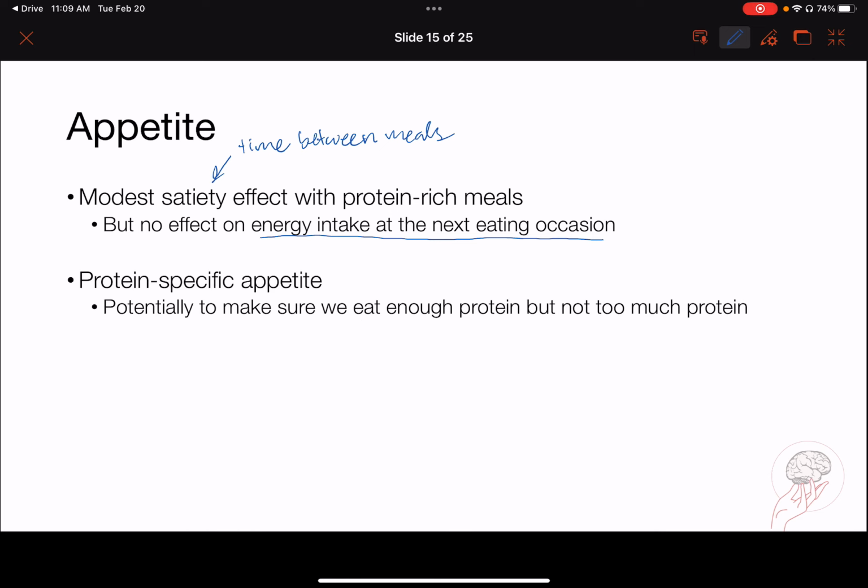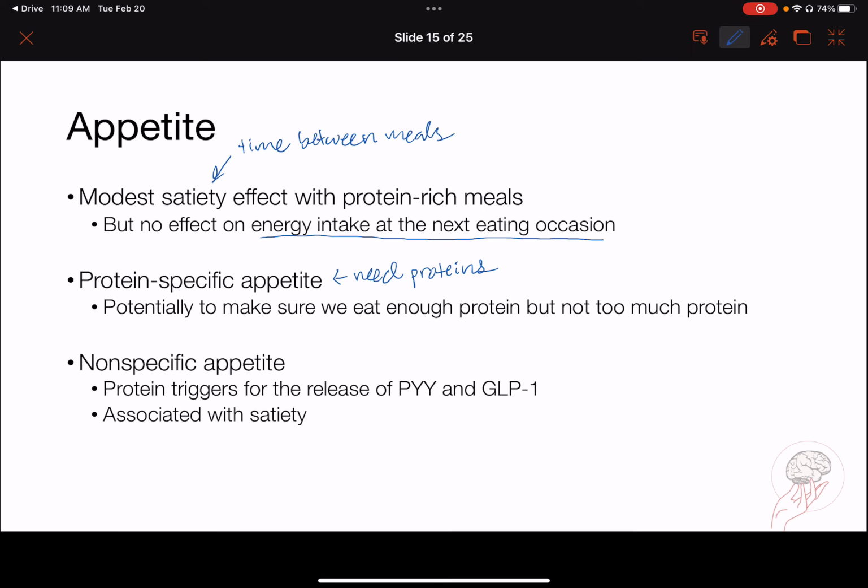There is a protein-specific appetite in that we need to consume proteins. So it is potentially to make sure that we eat enough protein, but not too much protein. But there's also non-specific appetite. Protein triggers the release of PYY and GLP-1, which we'll get to more in the endocrine lectures. And these are associated with satiety and satiation, which we'll also get into more.